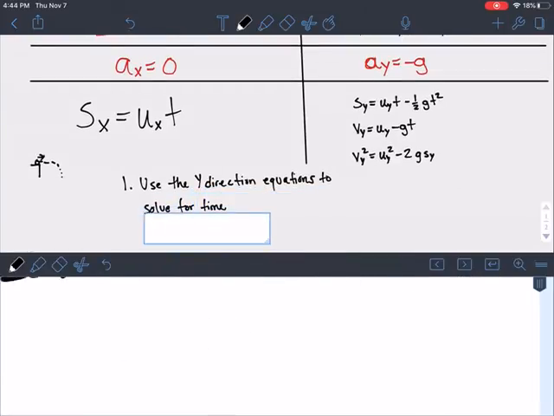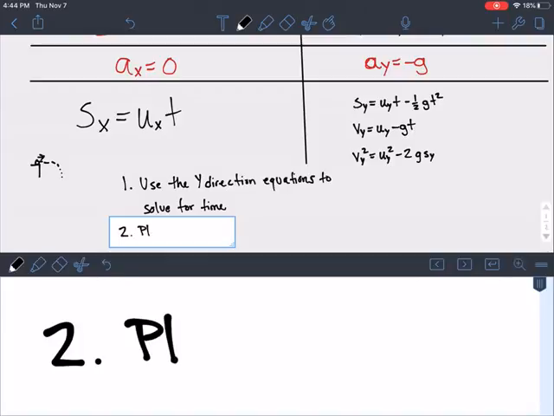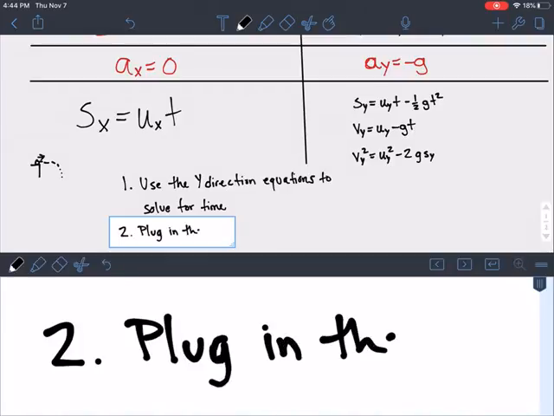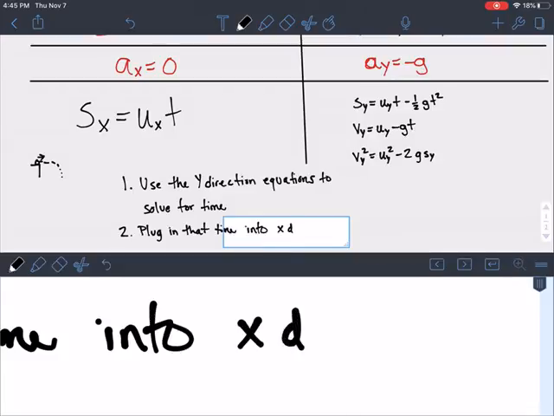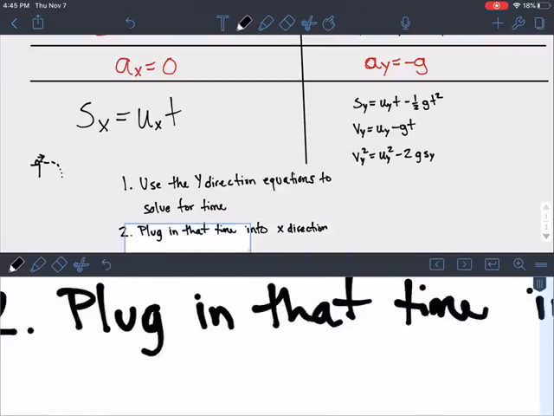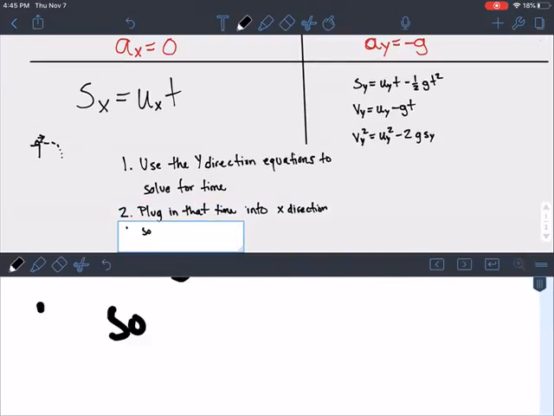And then, once you have solved the y direction equations for time, you will then plug in that time into your x direction equation, and solve for the missing variable.